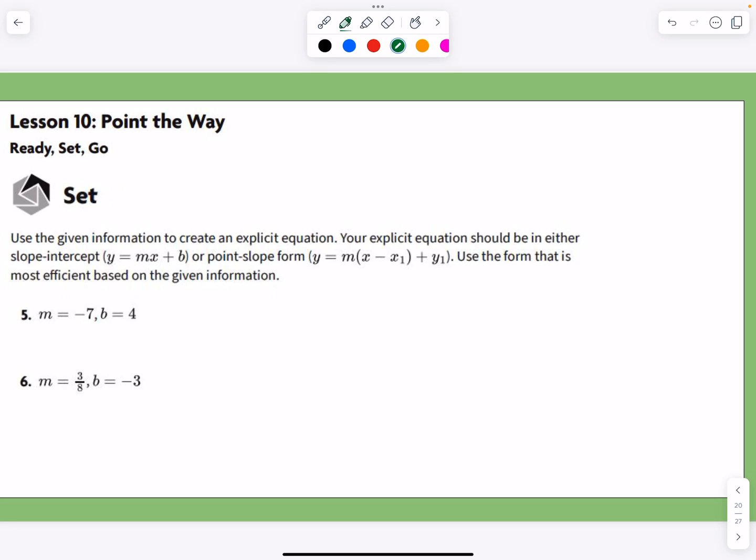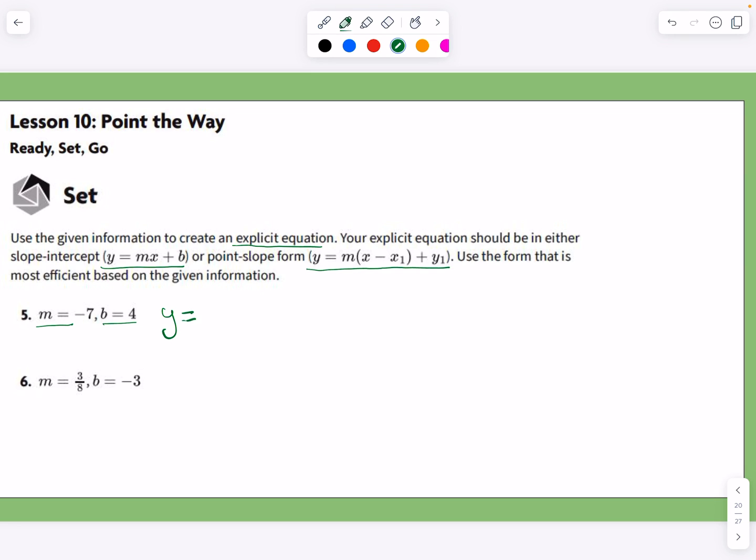All right, next one. Use given information to create an explicit equation. Your explicit equation should be in either slope-intercept form, y equals mx plus b, or point-slope form, y equals m times x minus x1 plus y1. Use the form that's most efficient based upon what we're given. So the first one we see we're given a slope and a y-intercept. So we would just use the slope-intercept form.